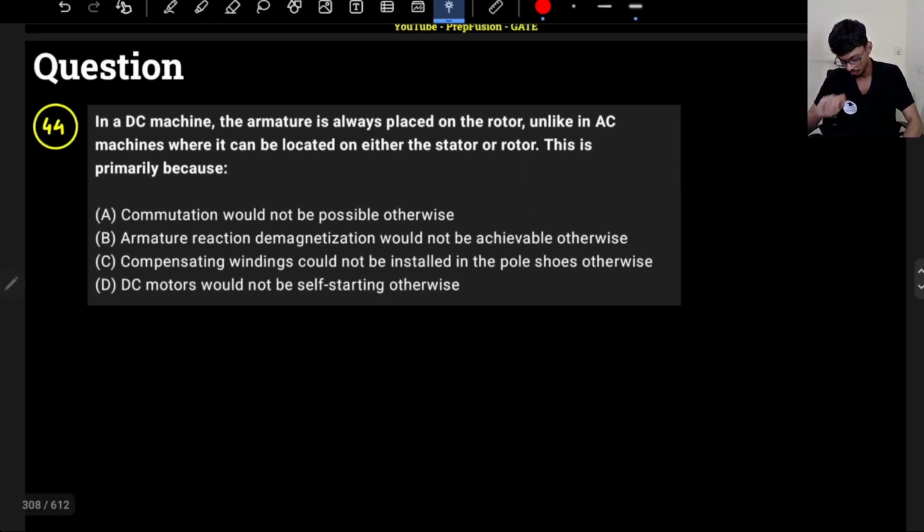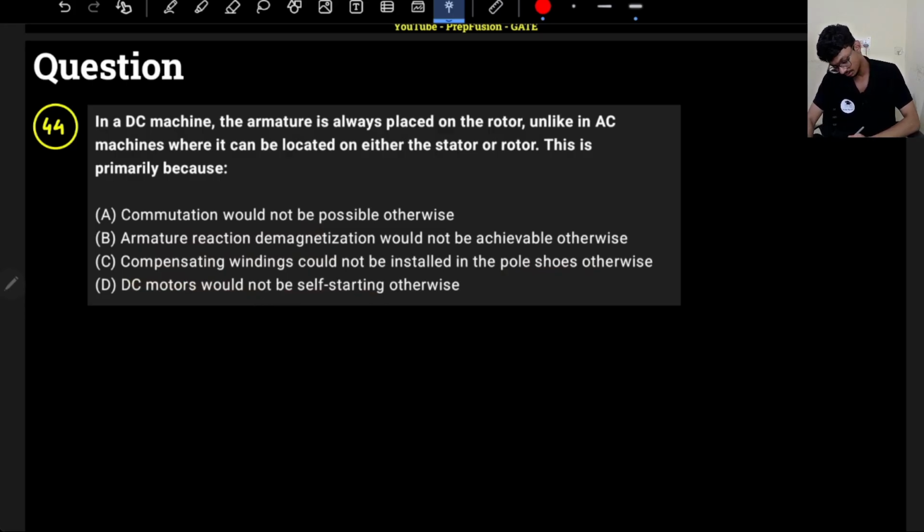Now let's solve the next question. In DC machine, the armature is always placed on the rotor, unlike AC machines where it can be located either on the stator or rotor. We will learn about AC machines, don't worry. This is primarily because: commutation would not be possible otherwise; armature reaction demagnetizing would not be achievable; compensating windings could not be installed in the pole shoes otherwise; DC motors would not be self-starting.